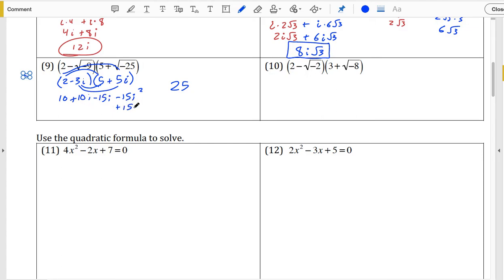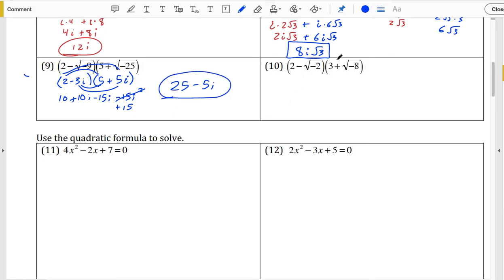Now again, this may be a little confusing to some of you. Basically, this term became positive 15. Not that I'm adding 15 to both sides or something like that. I'm just changing this term into positive 15. So 10i minus 15i is minus 5i. Got 25 minus 5i is the final answer there.